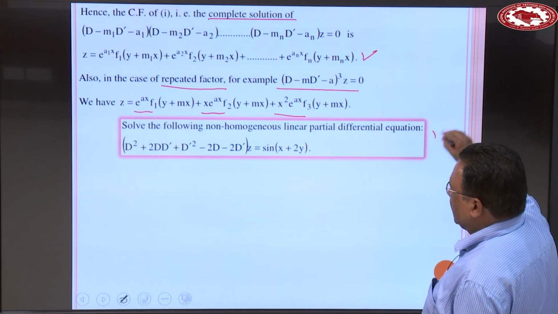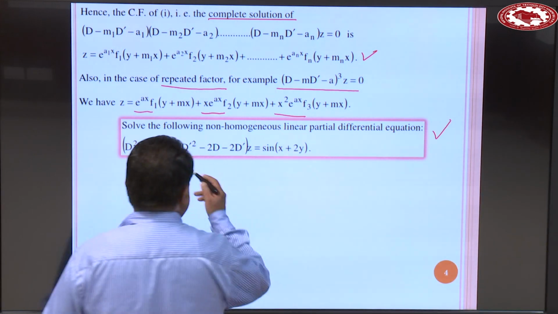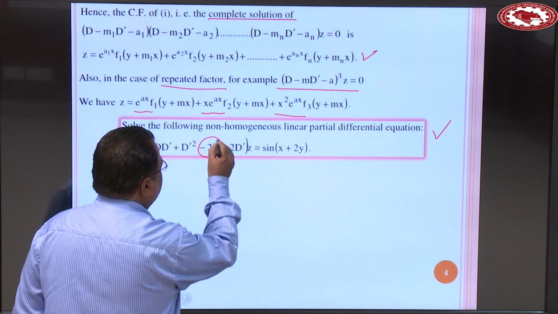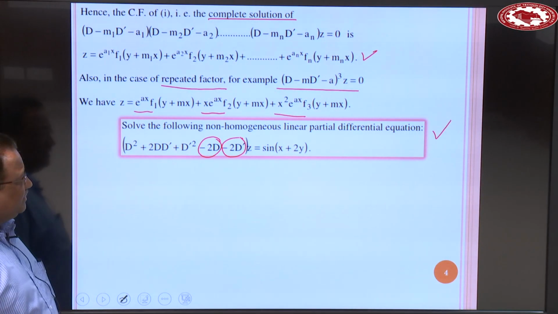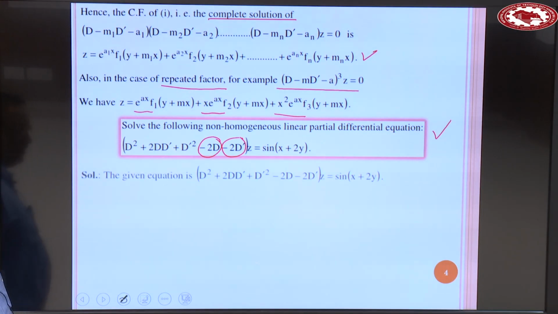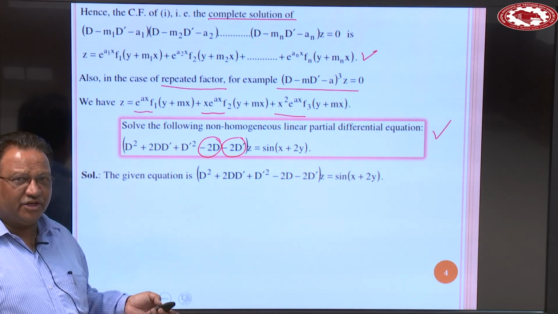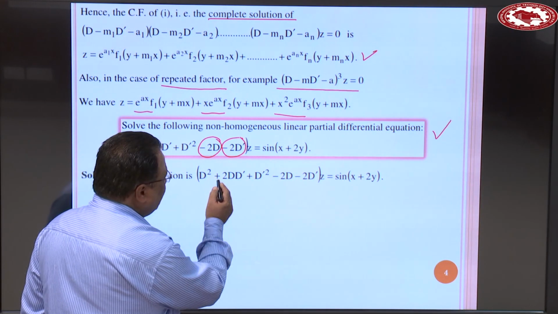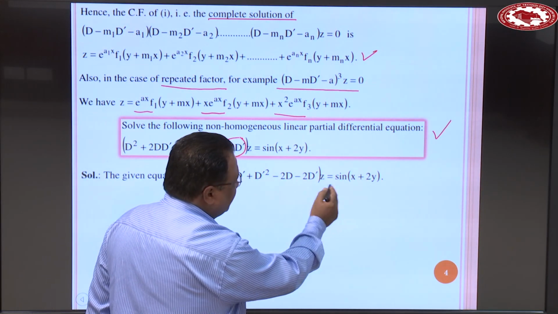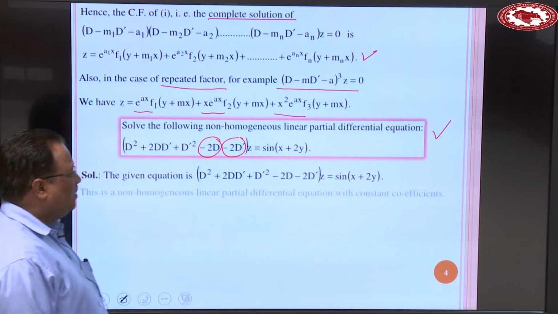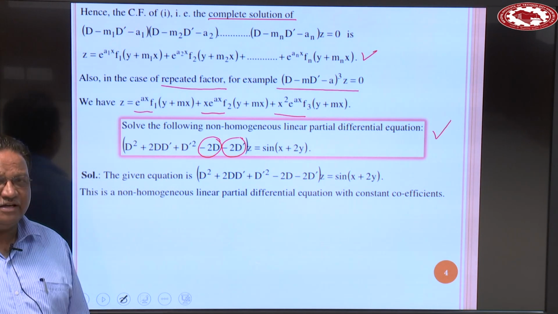Now solve this type of non-homogeneous linear partial differential equation. This equation is non-homogeneous due to this term. Write the given differential equation: (D square plus 2DD' plus D' square minus 2D minus 2D')z is equal to sin(x plus 2y). Clearly this one is a non-homogeneous linear partial differential equation with constant coefficients.